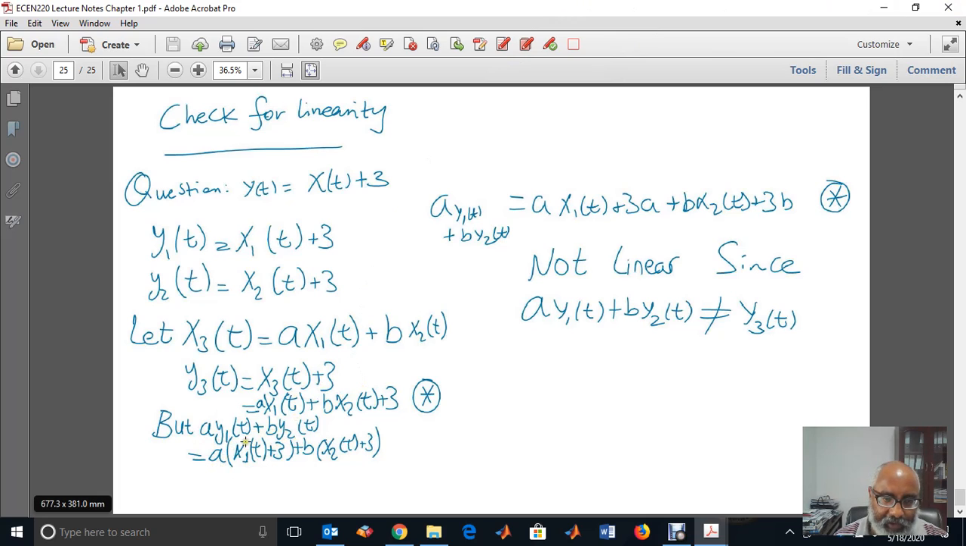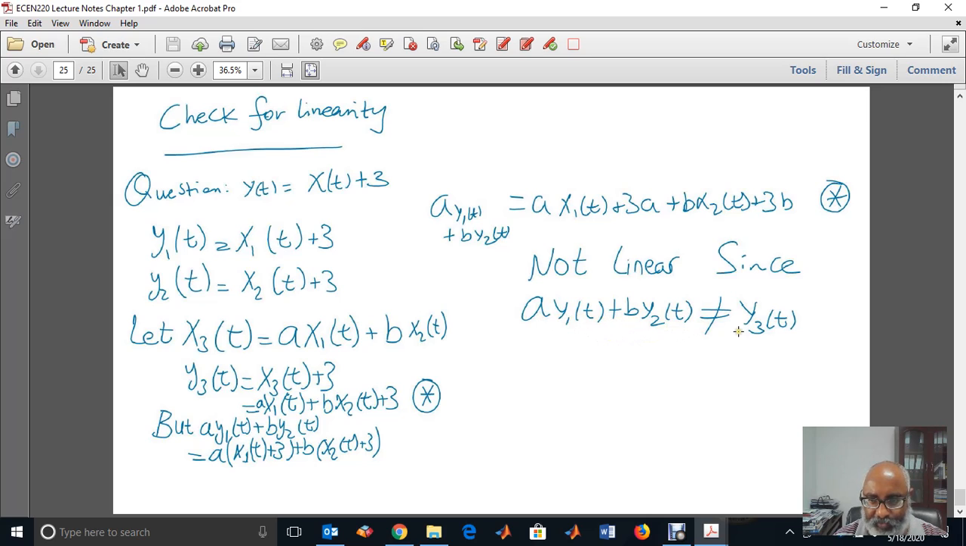So here, what about a y1 of t plus b y2 of t? A times what's y1? x1 of t plus 3. And what is y2? x2 of t plus 3. Okay, which means a x1 of t plus 3a plus b x2 of t plus 3b. Which means it is not equal to y3 of t.